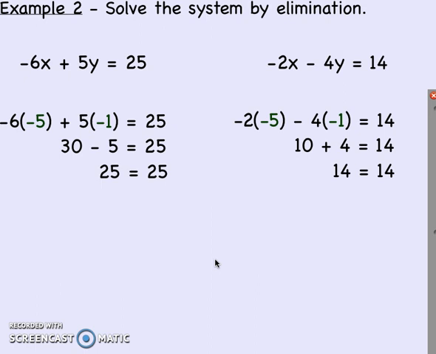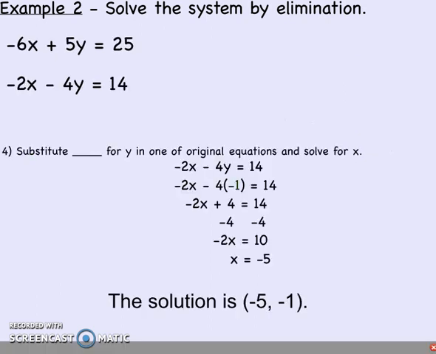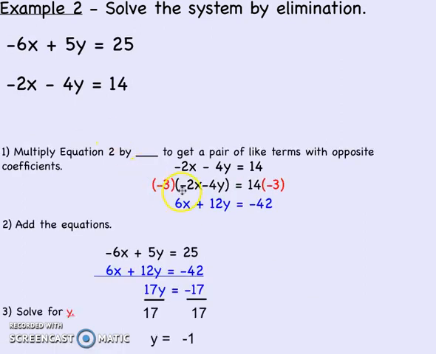So the key with using the process of elimination is to get those opposite coefficients. So if you don't already have opposite coefficients, you're multiplying one of the equations, like in our example 2. If I go back here, we only needed to multiply the second equation by -3 to get opposite coefficients. Sometimes you may need to multiply both equations by constants in order to get opposite coefficients, and that is fine. So that is how you solve a system of equations through the process of elimination.